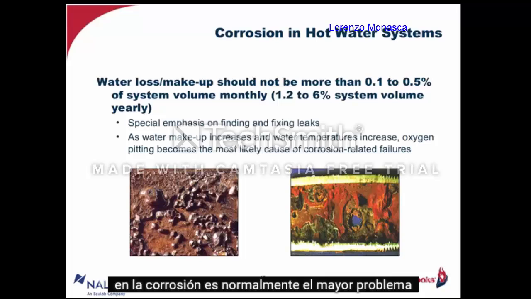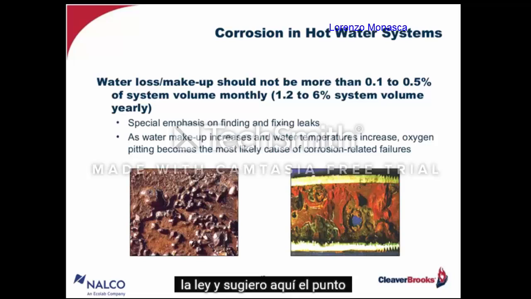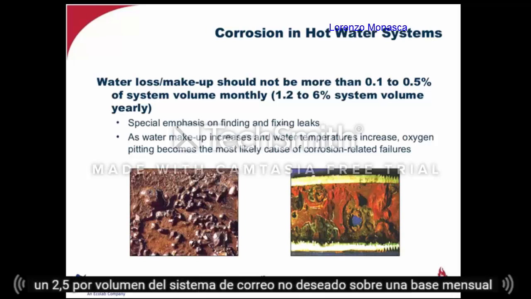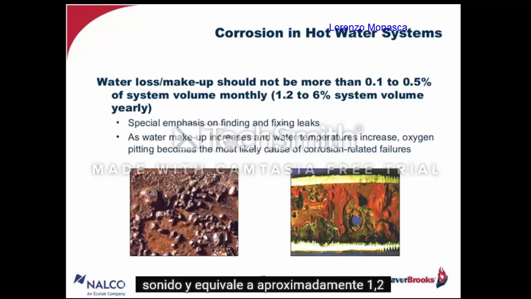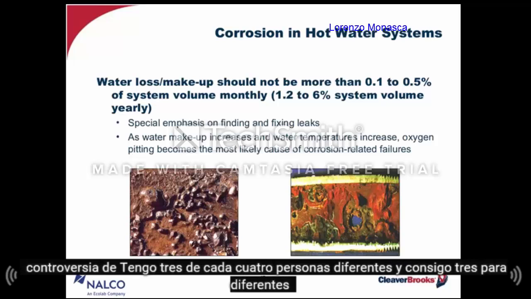And corrosion is typically the biggest problem that we see in hot water boiler systems. These systems should have minimal water loss. And I suggest here 0.1 to 0.5% of the system volume on a monthly basis. That equates to roughly 1.2 to 6% system volume loss on a yearly basis. And this value is highly controversial.